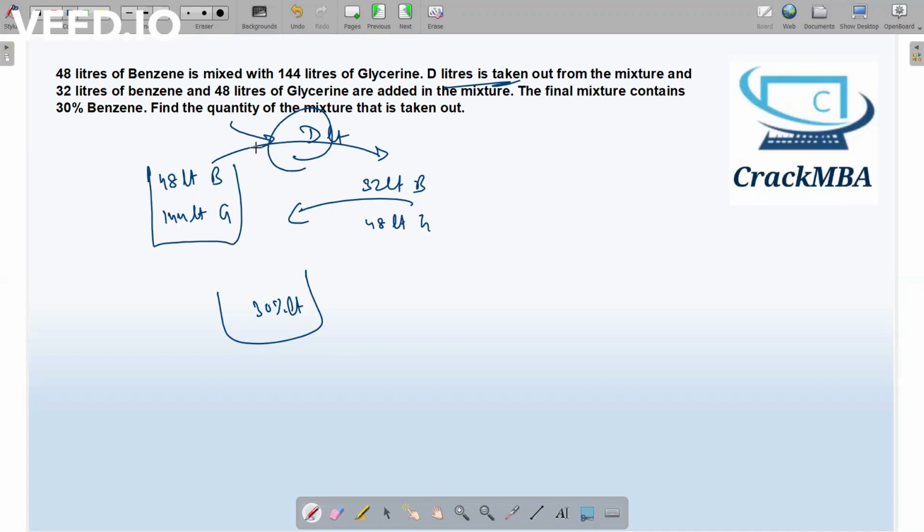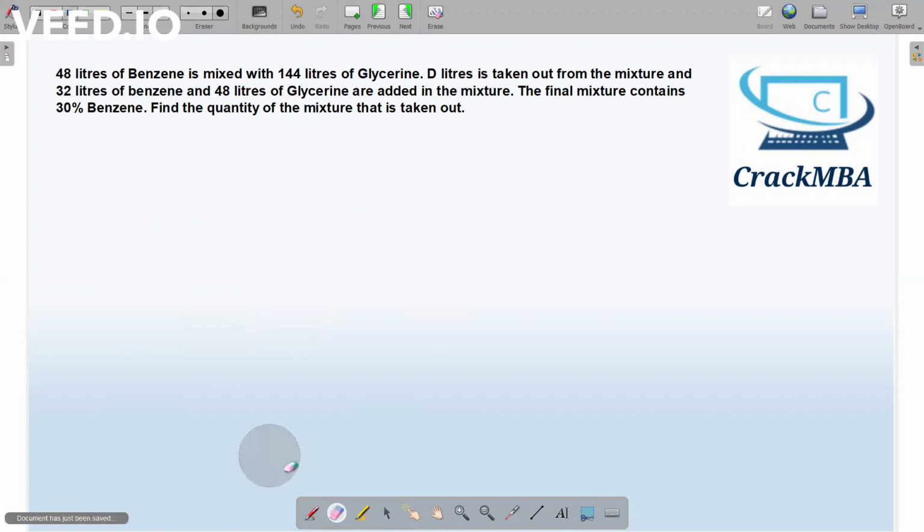We will solve this question by two methods. First by alligation, and the second one is by a ratio method. So let's see what's alligation. Benzene and glycerin, initially we have 48 liters and 144 liters. The sum of the entire mixture is 192 liters. The ratio is 12 fours are 48, 12 twelves are 144, so the ratio of benzene and glycerin in the initial mixture is 1:3.